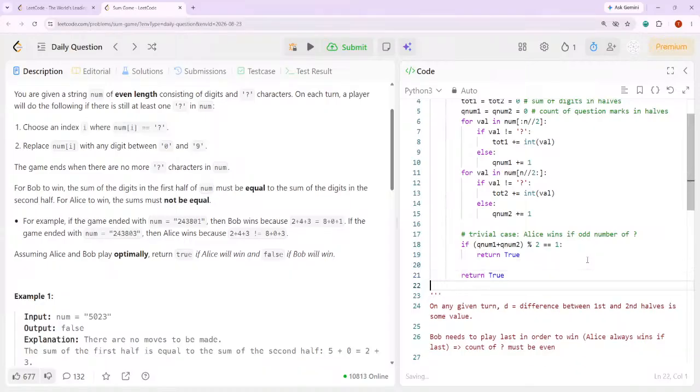Return true. Return if total 1 minus total 2 is divisible by 9.